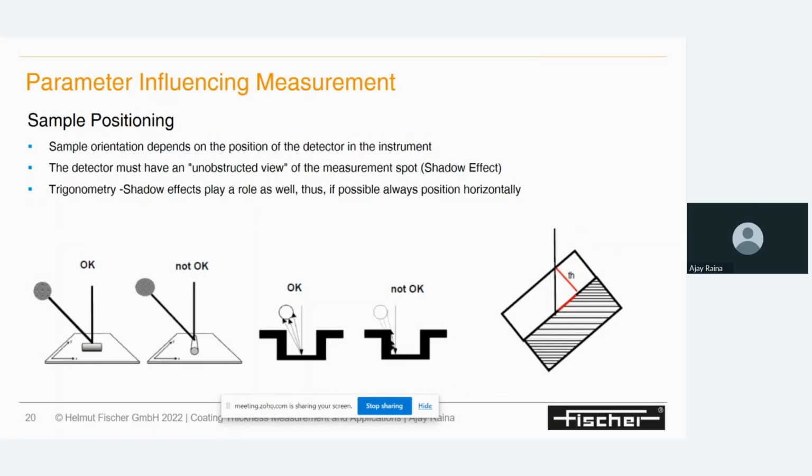From the figure itself, the shadow effect also plays a role. So when you place the sample, you check exactly the location where the detector is. In that particular direction, you need to place the sample, and you can get 100% accuracy of the sample results.